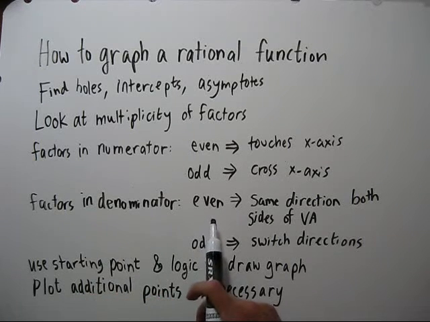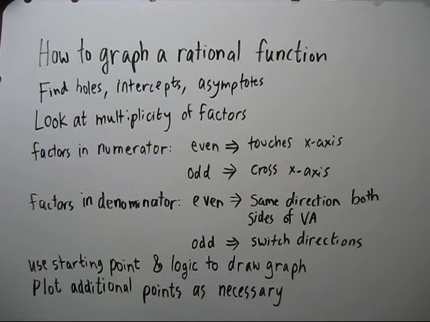If it's an even multiplicity, the graph will go the same direction on both sides of the vertical asymptote. So the graph will shoot down on both sides or shoot up on both sides of the asymptote. If it's odd, the graph will switch directions.